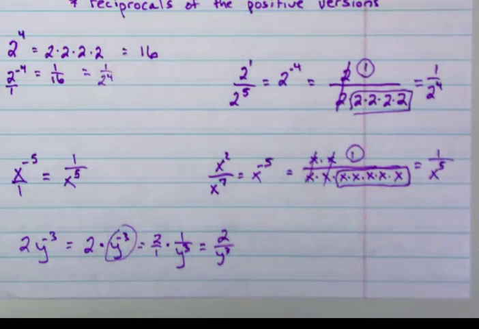Okay? That is the basic idea of positive and negative exponents related to each other, and of course anything to the 0 power, don't forget, anything to the 0 power equals 1. Negative exponents create fractions.